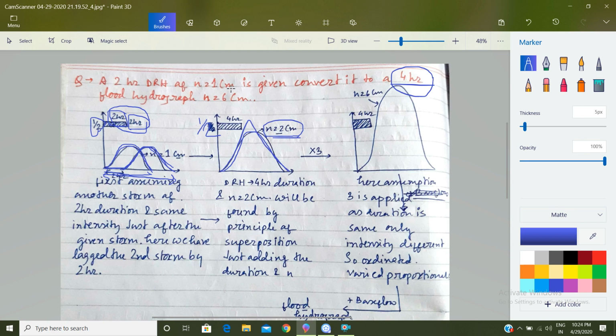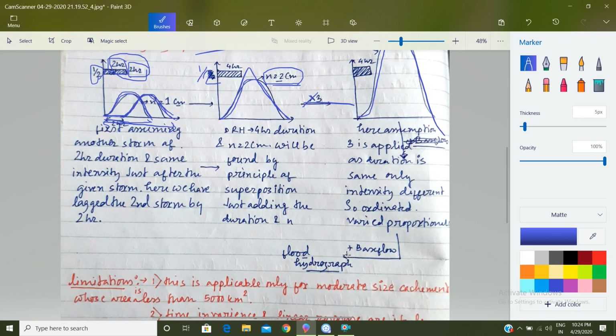And now we need the same 4-hour duration storm, but n equal to 6 centimeter. So you have to multiply these ordinates by 3. Yes, I have multiplied the ordinates by 3. I am getting the direct runoff hydrograph, not the flood hydrograph. If we need a flood hydrograph, then we have to add the base flow also. If it is stated to convert to a 4-hour flood hydrograph of n equal to 6 centimeter, then we need to add the base flow also. See here, this is the base flow added, so then we will get a flood hydrograph.